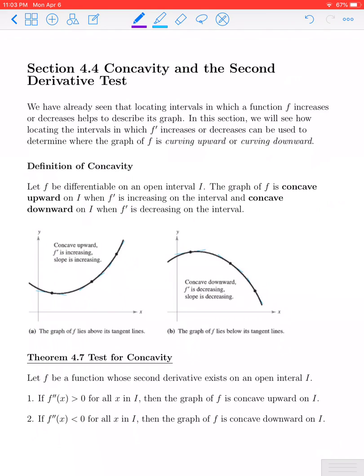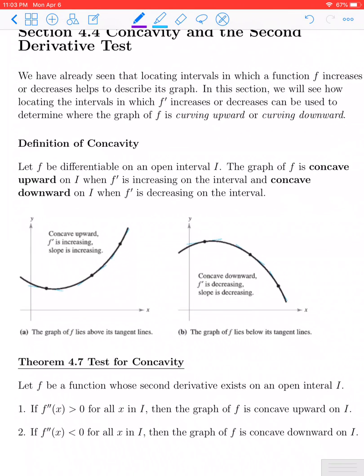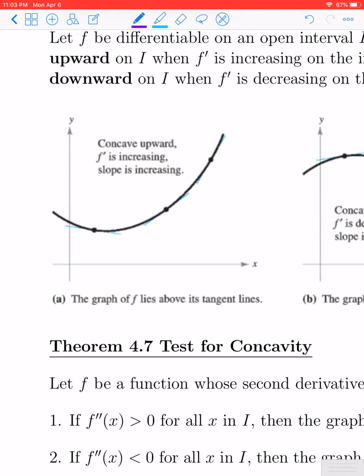So let's suppose that f is differentiable on an open interval I. The graph of f is concave upward on I when f prime is increasing, and it's going to be concave downward on I when f prime is decreasing. If we look at the first graph, this would be an example of a graph that is concave upward.